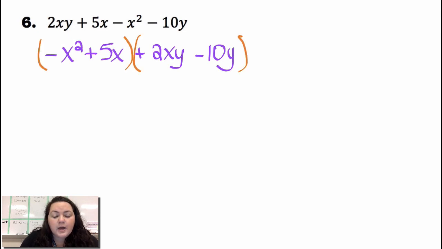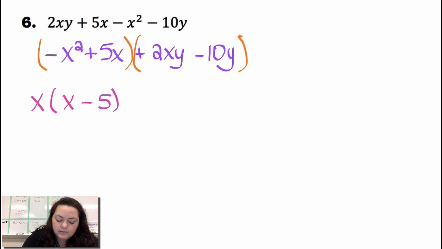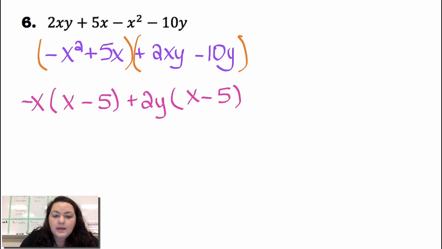In the first group, I can pull out an x. That's all they have in common. So if I pull out an x, that's going to leave me with, actually I should be pulling out a negative x. A negative x, that's going to leave me with a positive x minus 5. In the next group, I can pull out a 2y. So that's going to leave me with x minus 5.